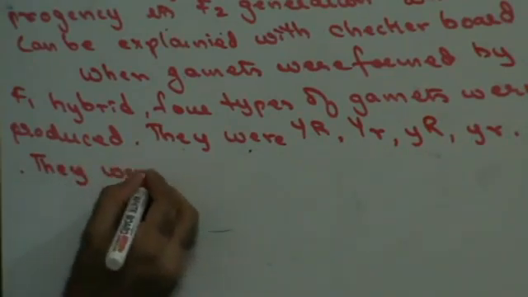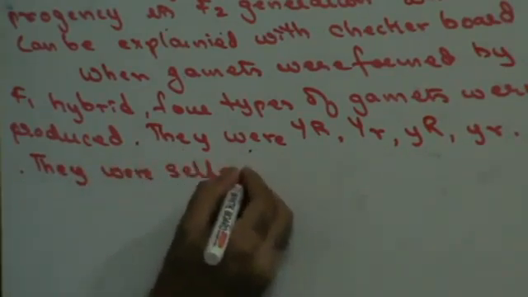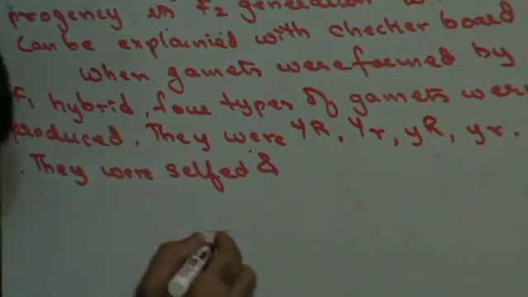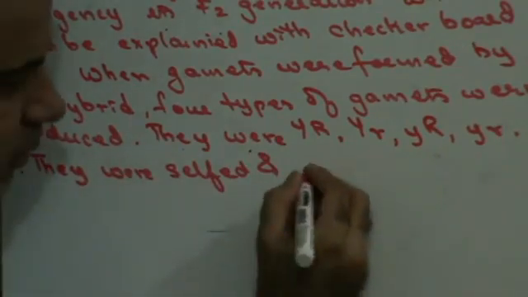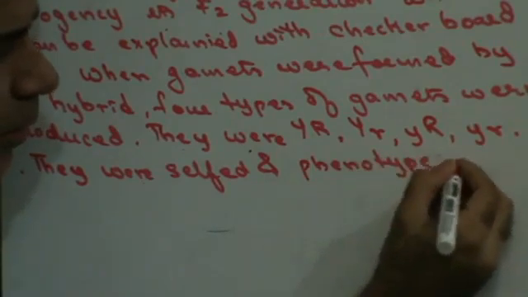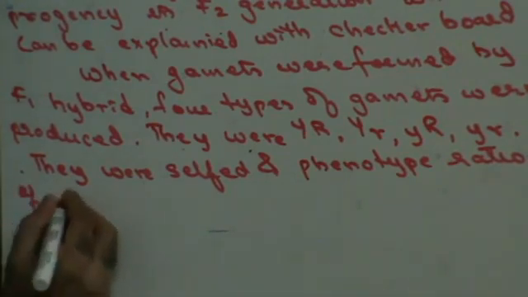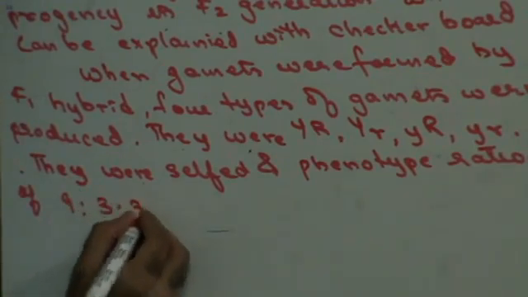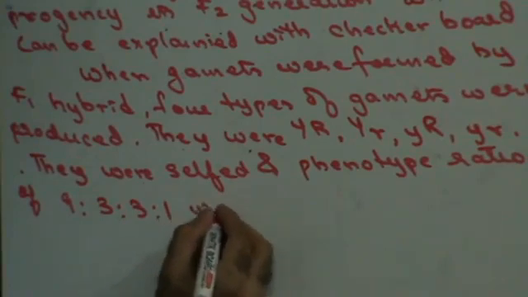These gametes were self-fertilized, and the phenotype ratio was... I'll show you this with the help of a checkerboard pattern. The phenotype ratio of 9:3:3:1 was obtained.